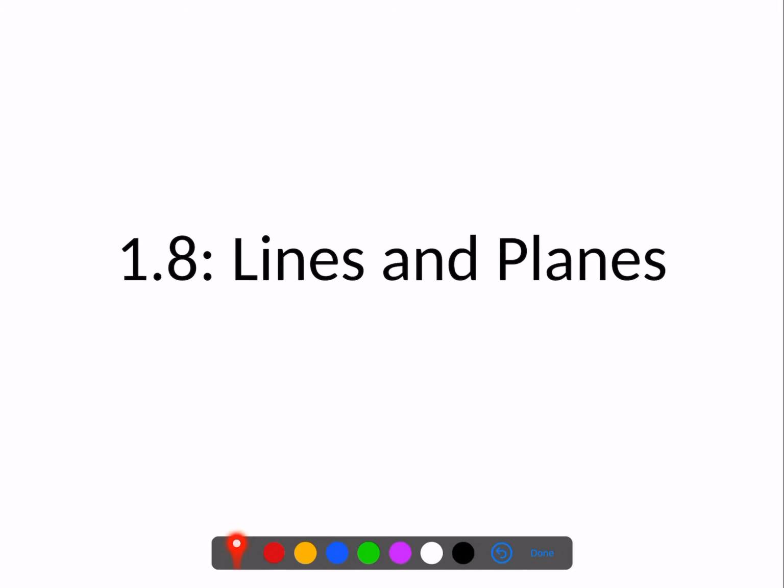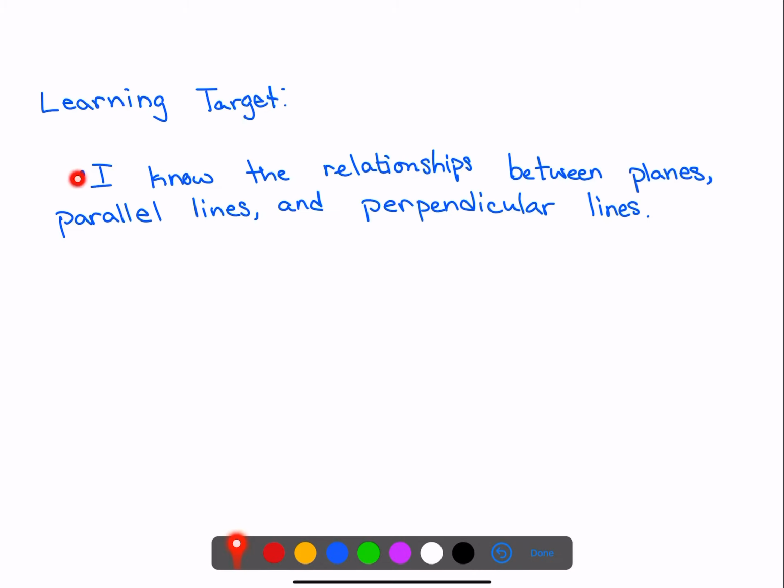Planes. So let's go ahead and get started. Our learning target is, I know the relationship between planes, parallel lines, and perpendicular lines. So it's the same as our last video. We're just going more in depth with it. We're gonna key in on some key points that we need to make sure that we understand, and some of this stuff we have already covered, so keep that in mind as well.